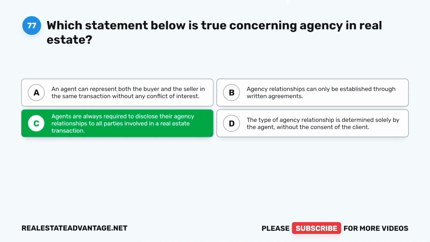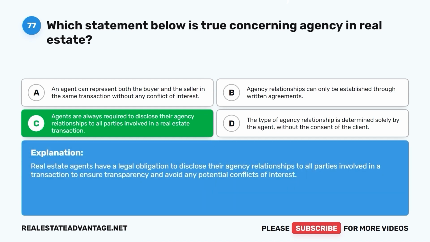The correct answer is C. Agents are always required to disclose their agency relationships to all parties involved in a real estate transaction. Real estate agents have a legal obligation to disclose their agency relationships to all parties involved in a transaction to ensure transparency and avoid any potential conflicts of interest.